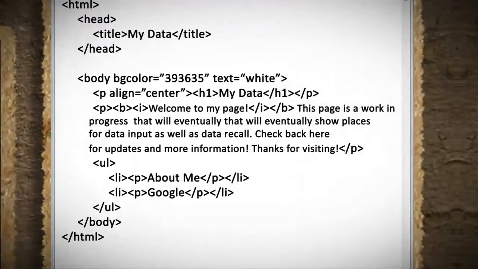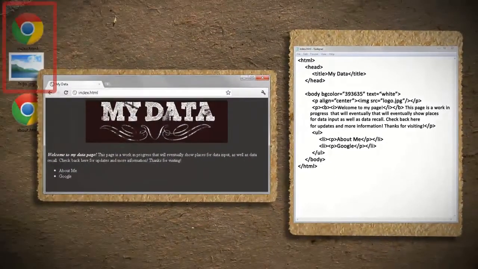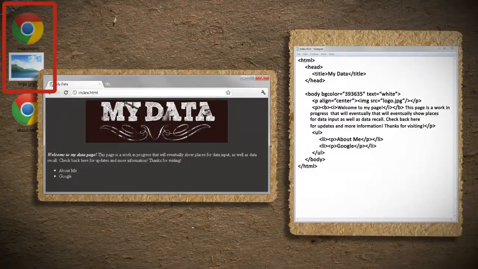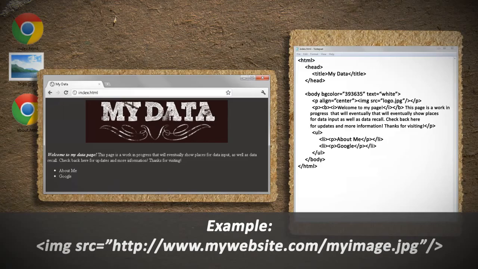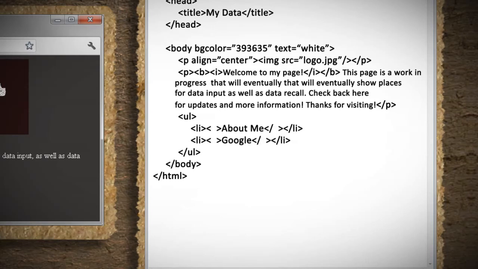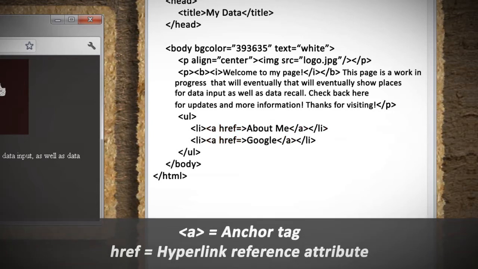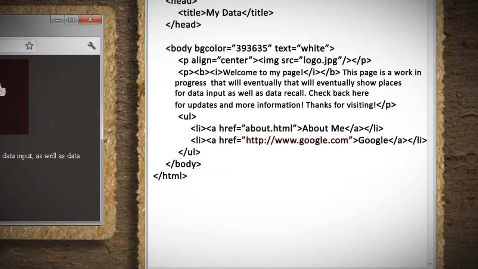By using an image tag and a source attribute, you can add an image to your web page by setting the source equal to the image location. In this case, my image is located in the same location as my web page, so I can just put the full name of the image here. If your image is on the web, just replace this with the image's URL location. To create a link to a different page, first make sure the link tag surrounds the text or image that you want to link, and then use the anchor tag with a hyperlink reference attribute set to the page location or URL, similar to what we just did with the image source.